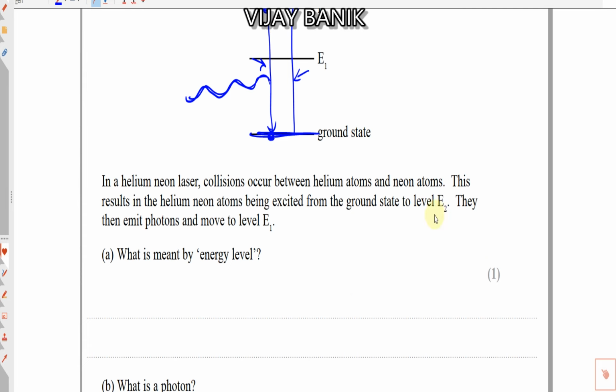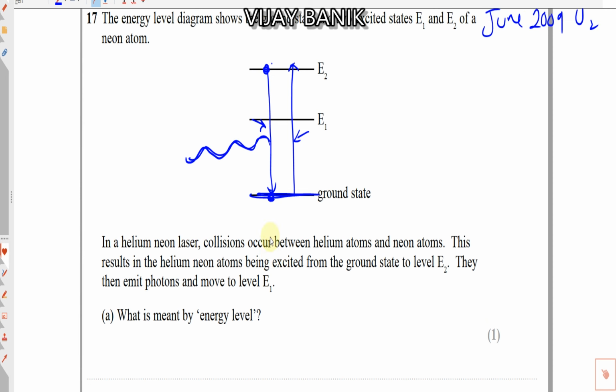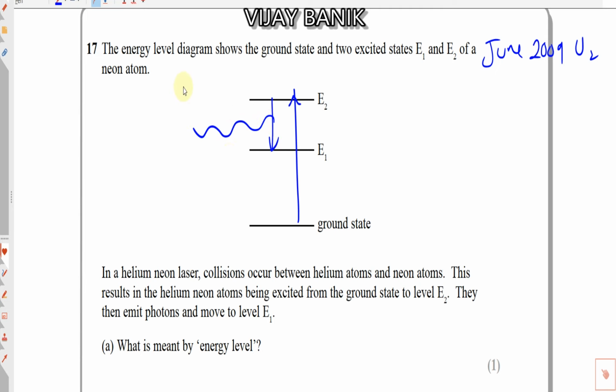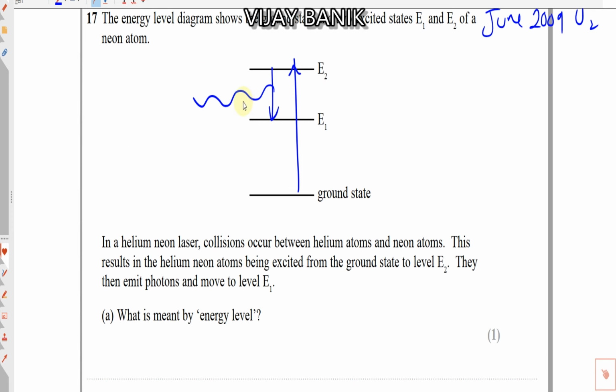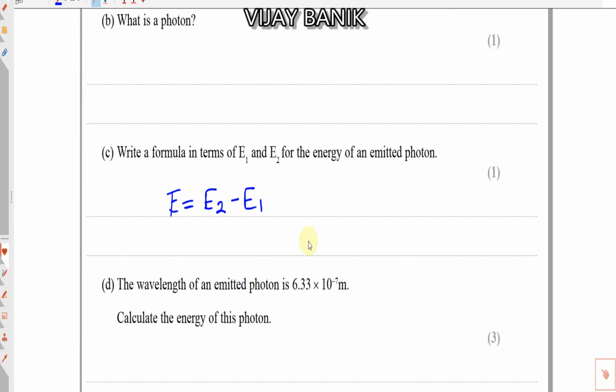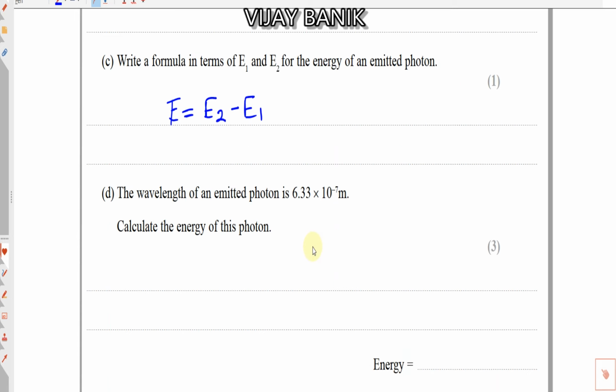It was excited from the ground state to level E2, then they emit photons and move to level E1. Let me explain this again. The electron goes from the ground state to E2, then from there it comes back to E1, and when it comes back to E1, basically it's losing energy in terms of photons. So the energy of the photon is E2 minus E1. Remember that.